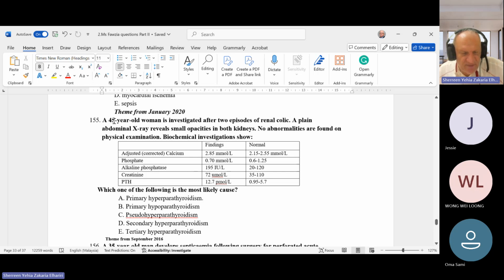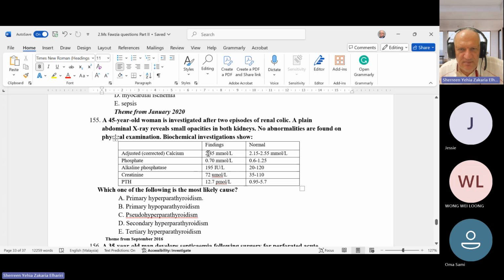Next question, a 45 years old woman is investigated after 2 episodes of renal colic. A plain abdominal X-ray reveals small opacities in both kidneys. No abnormality is found on the physical examination. Biochemical investigation is as follows. So again, this question is repeated, but with a little difference.